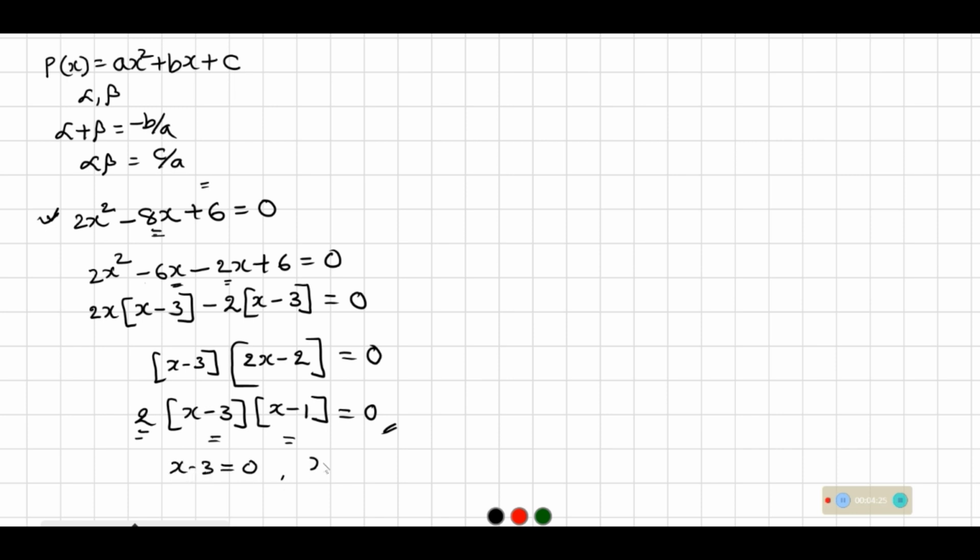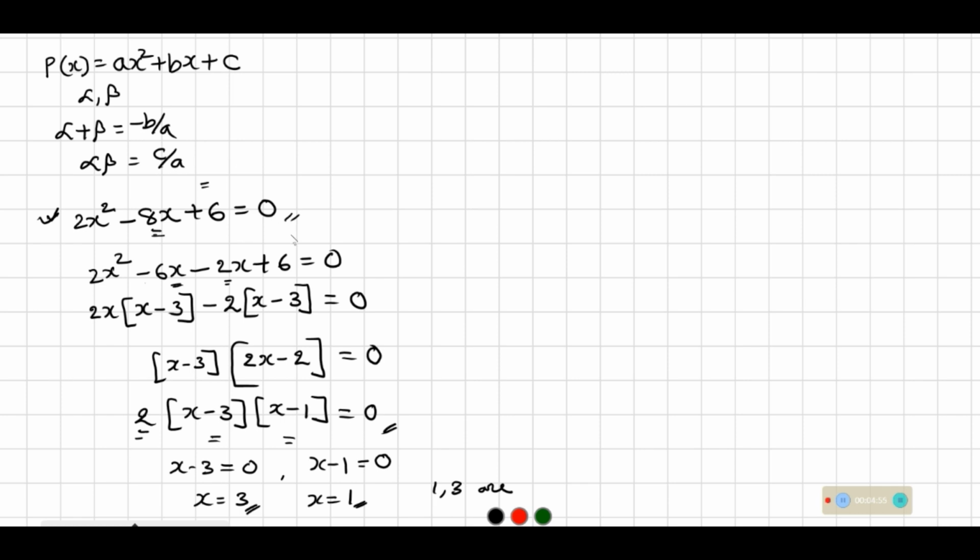So in this equation, to make it 0, either x minus 1 is equal to 0 or x minus 3 is equal to 0. It will become 0 when x minus 3 is 0, and also when x minus 1 is 0. The 2 cannot be 0, this constant cannot be 0. So now x is equal to 3 and x is equal to 1 here. So 1 and 3 are the roots of the quadratic equation.